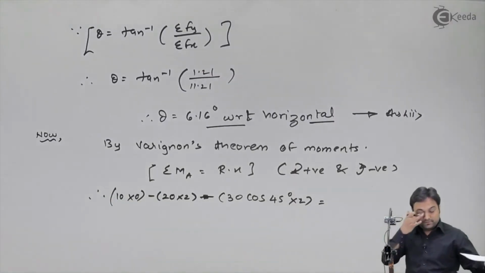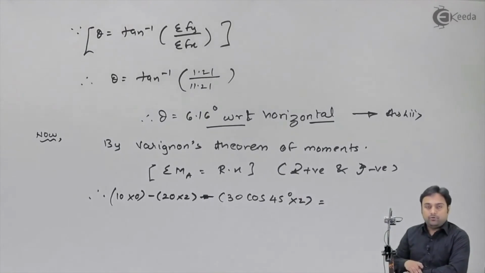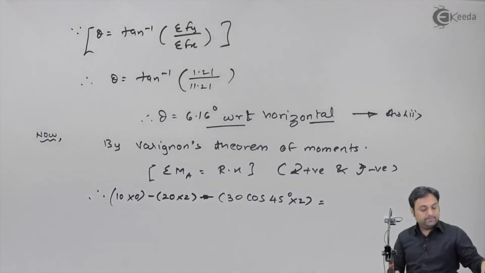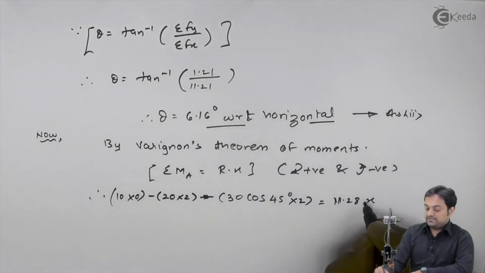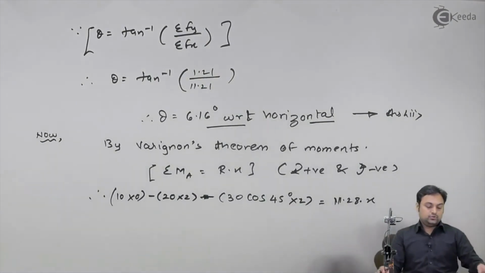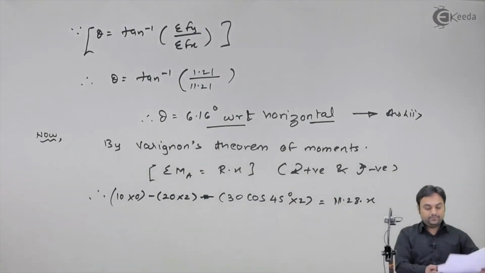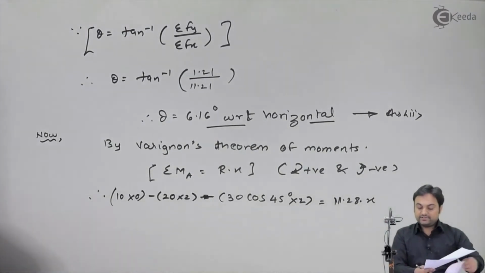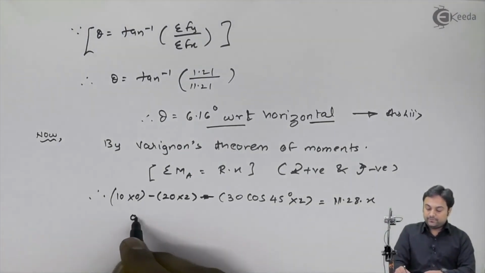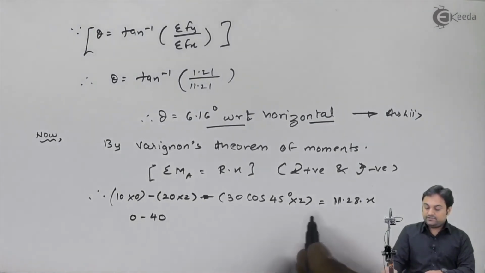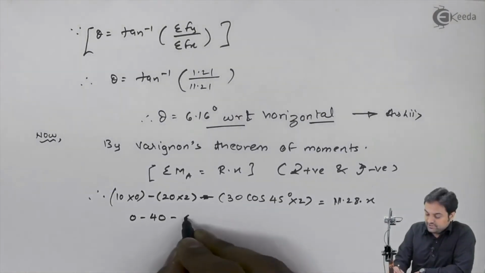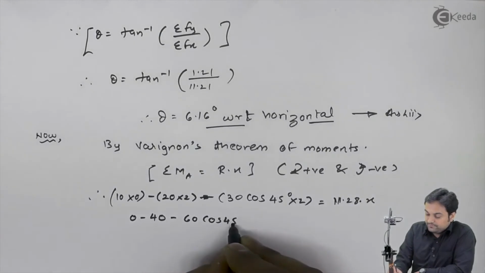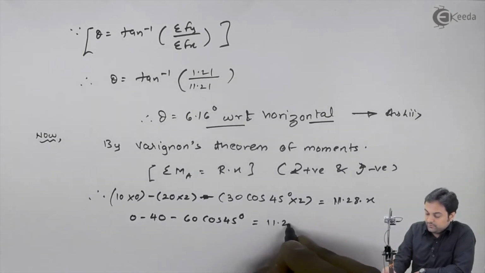My answer was 11.28 kilonewton, and since the answer is positive, I can simply write it as 11.28 into x. X is the distance which we have to calculate. So after solving this entire term, here I have 10 into 0 minus 40, this value would be around 60 cos 45, and that is equal to 11.28 into x.